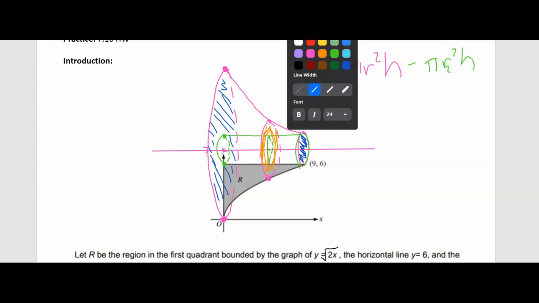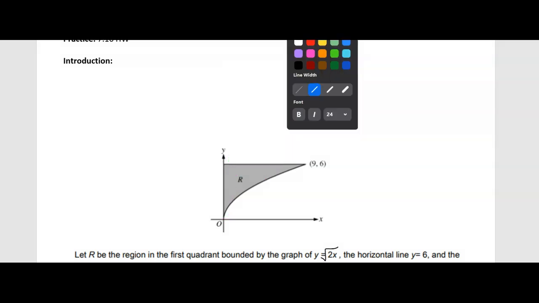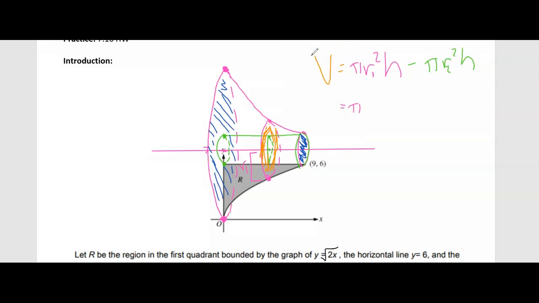And again, we have two radii here, so we'll use r sub 1 and r sub 2. The radius of the pink, this could be r sub 1, is the distance between the line y equals 7 and the function. So we'll just subtract the function from 7. That would give us the distance. We're going to get pi, in parentheses, 7 minus the square root of 2x, squared, times h.